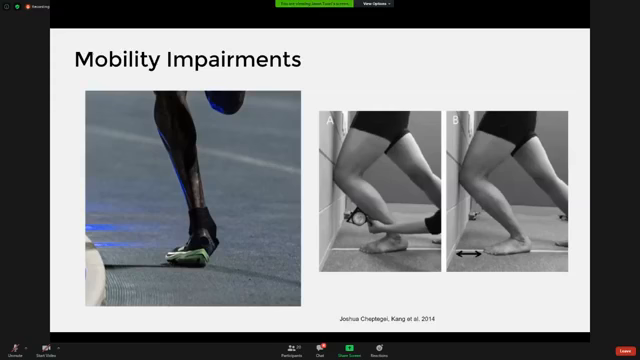Mobility impairments, or the foot moves a little too much, and mobility grab bag. So the picture on the left here is Joshua Cheptegei's ankle from when he set the 10K world record on the track a couple weeks ago. That's actually a little bit of a misleading picture. His foot is not pronating that much in this photo.